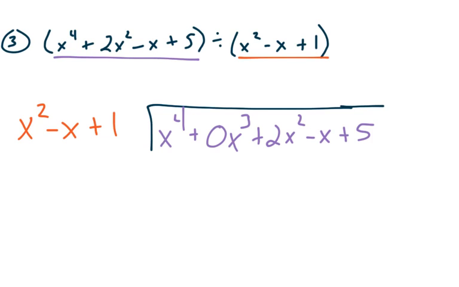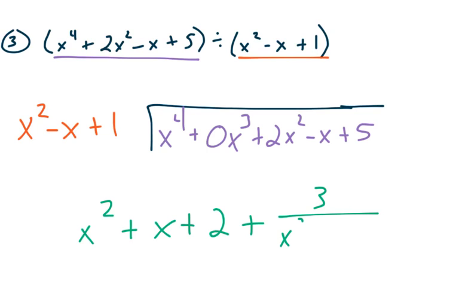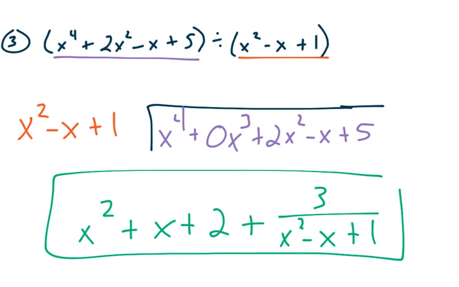For the sake of saving time, I'm not going to go through all of these steps for this one, but what I will tell you, the answer here is x squared plus x plus 2 plus 3 over x squared minus x plus 1. That is your final answer. If you need help getting to that answer, please don't be afraid to ask. But for the sake of saving time, I'm going to skip the work on that one. But what I boxed in there in green is the correct answer.